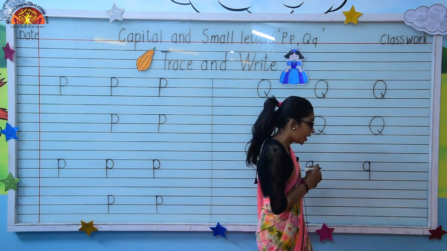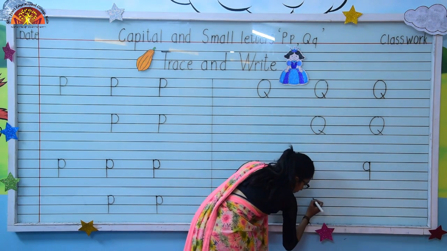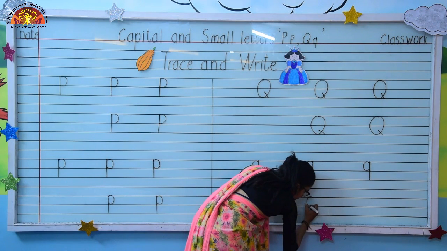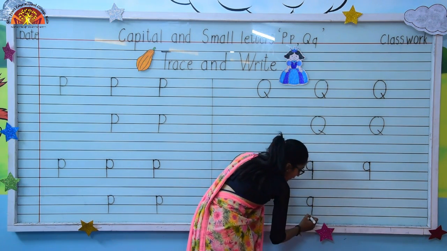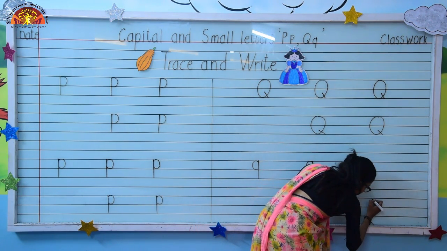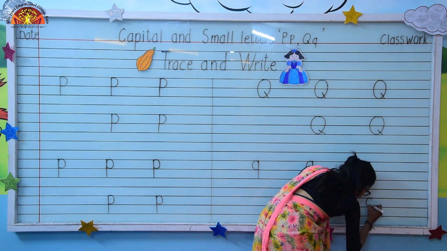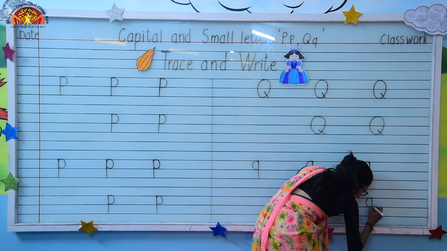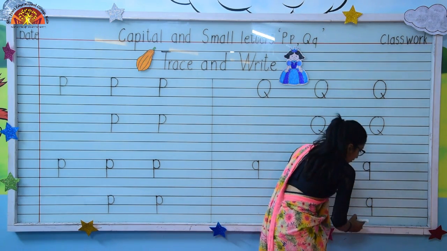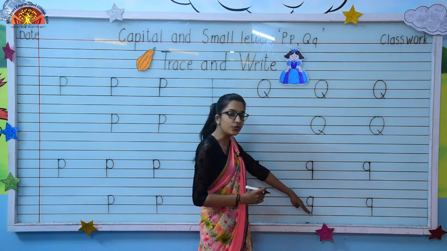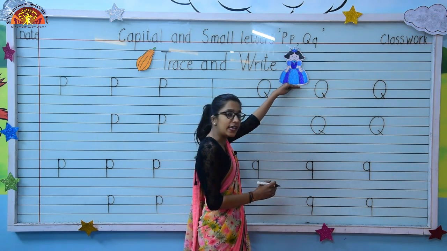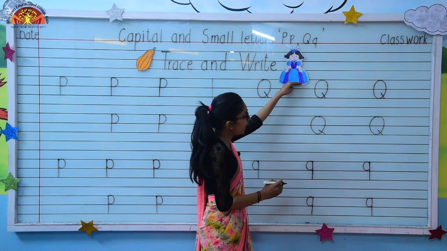Now let's write on dot. So kids, draw small curve, standing line like this, then small curve, standing line. Okay kids, so this is small letter Q. Q for queen.